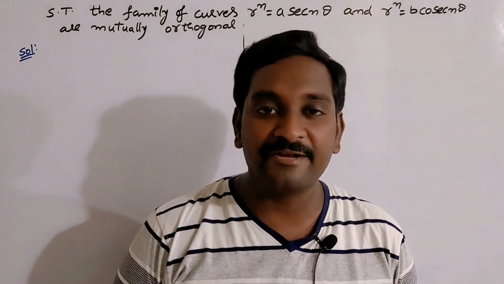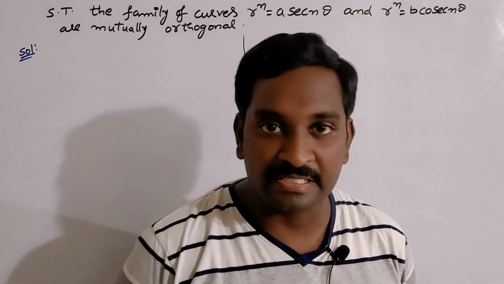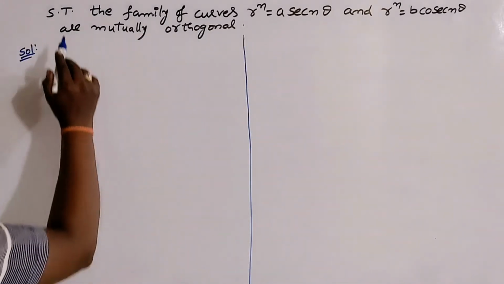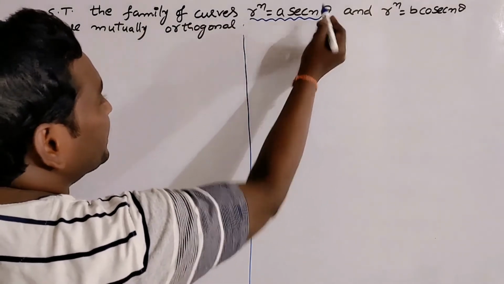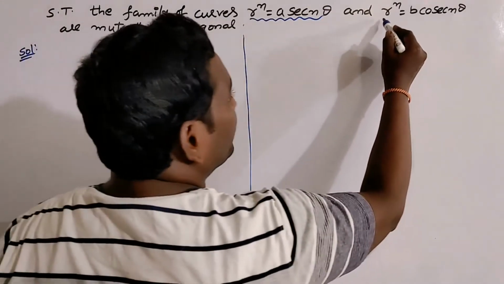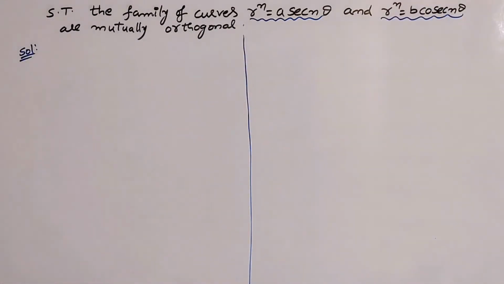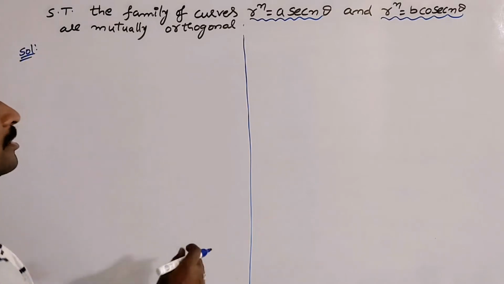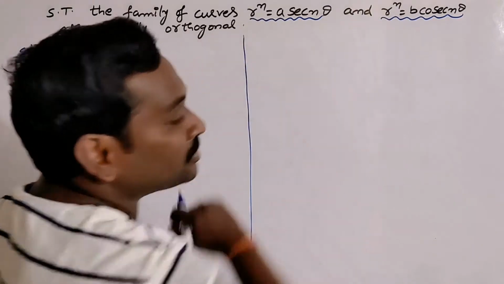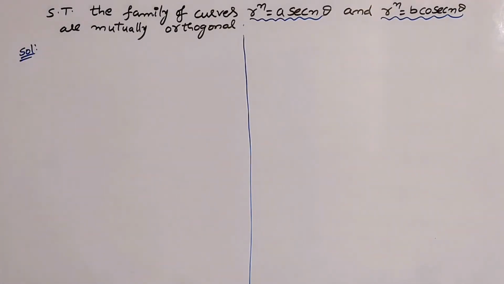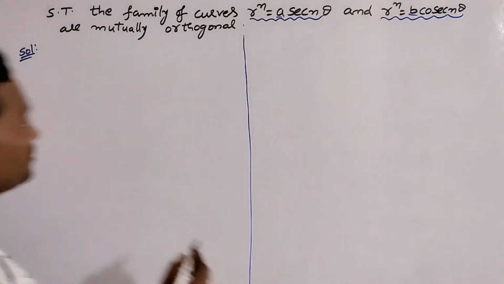In this video, I would like to give another example on orthogonal trajectories in polar coordinates. See the statement of the given problem. Show that the family of curves r^n = a sec nθ and r^n = b cosec nθ are mutually orthogonal. It means that the curves in this family intersect every member in this family orthogonally, where a and b are parameters.